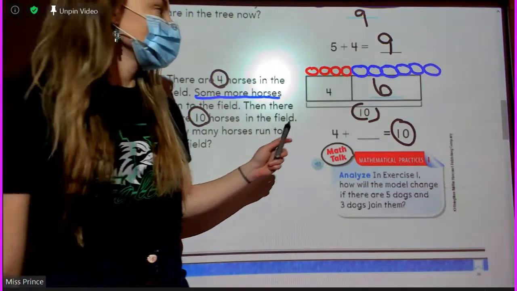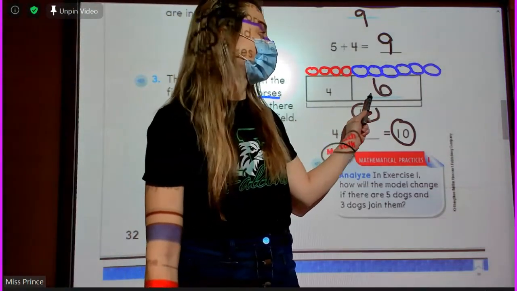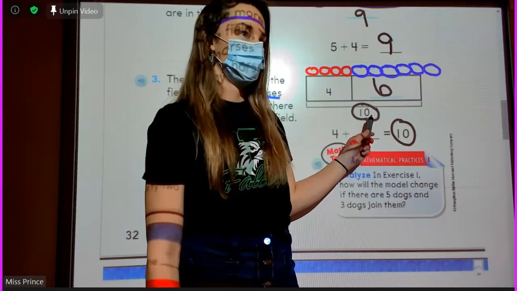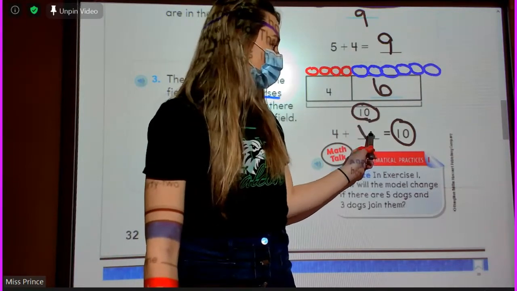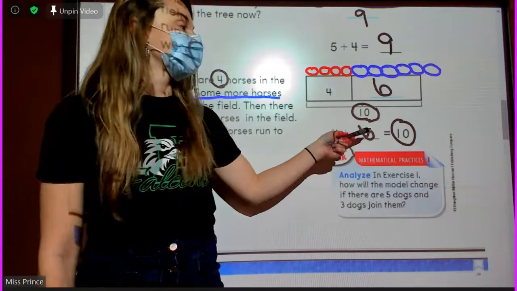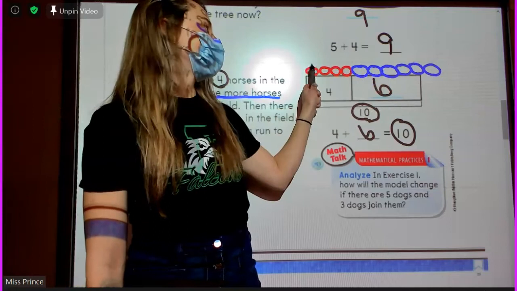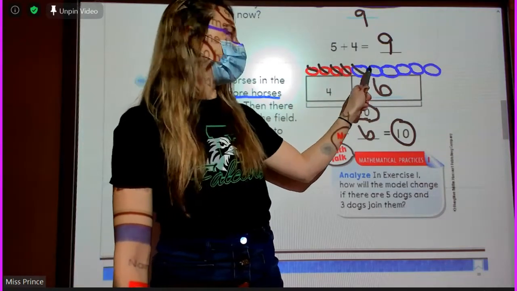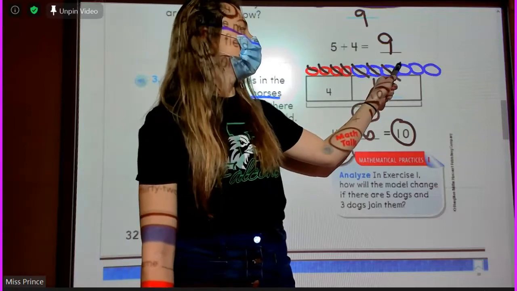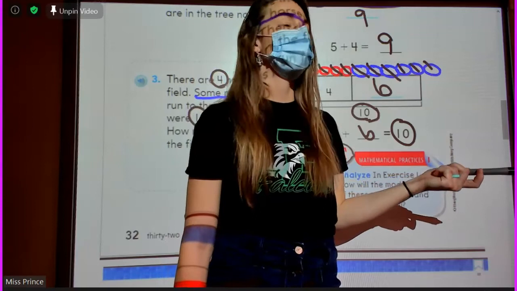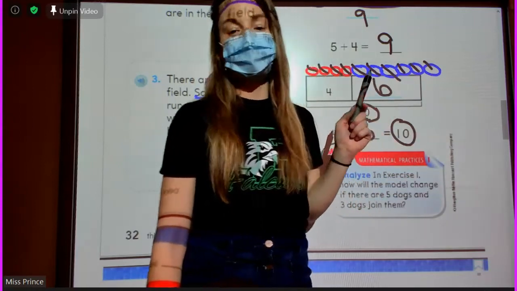So, 4, this is telling us that 4 plus 6 equals 10. Let's fill in the equation. 4 plus 6 equals 10. We need to make sure that there are 10 up here. Let's count them. 1, 2, 3, 4, 5, 6, 7. We did it right. We solved it. That was super tricky, but I knew you guys could do it.